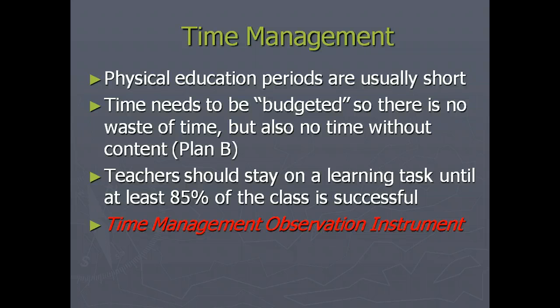Time management systematic tool is one that's used in any subject area, but in physical education periods are usually short, and time needs to be budgeted so there's no waste of time, but also no time without content. Teachers should stay on a learning task until at least 85% of the class is successful, or somewhere around 80% of the class is successful. So what we're looking at in this systematic tool is whether time is wasted by waiting around to go to another learning task when it should have been done a few minutes ago. We want to see how much time is wasted in physical education. And this observation instrument is called Time Management, and it's in the folder.